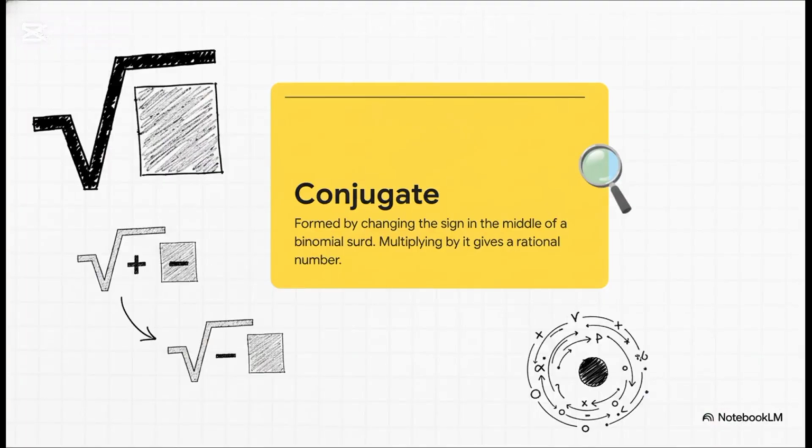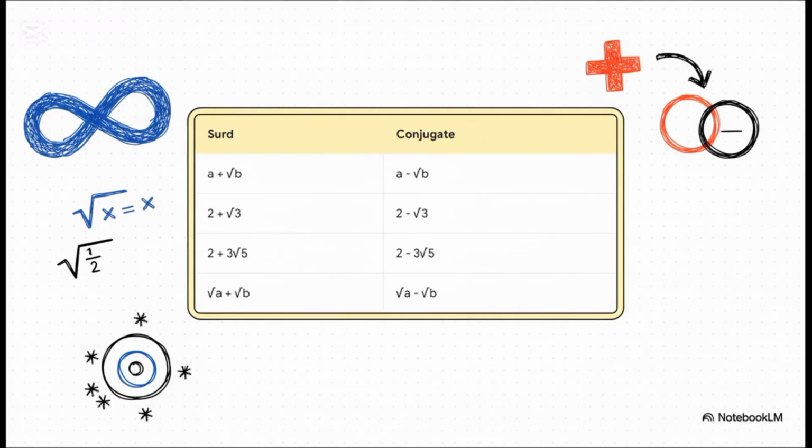It's called the conjugate. When you have an expression with two parts, like 3 minus root 5, we call that a binomial surd. And its conjugate? Well, you just flip the sign in the middle. That's it. And here's the cool part. Whenever you multiply a surd by its conjugate, all the root parts magically disappear, leaving you with a nice normal number. Let's look at a few examples so it really clicks.